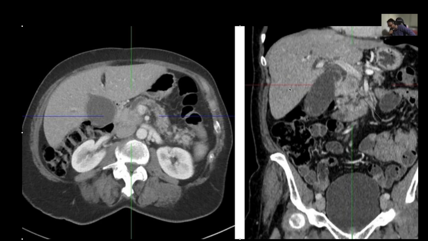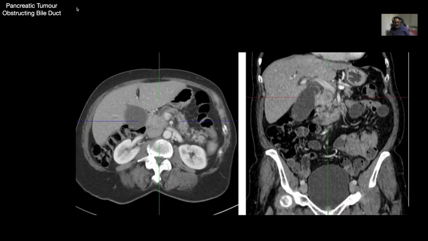and it's obstructed the common bile duct, and that is how the head of the pancreas tumor is usually picked up, because of jaundice and nausea and vomiting. So if anybody presents with nausea, vomiting, and high conjugated bilirubin, you have to suspect cancer of the head of the pancreas. Good job. All right, same one.